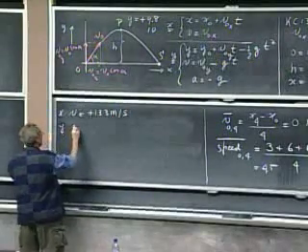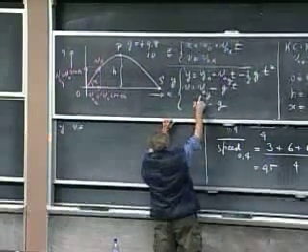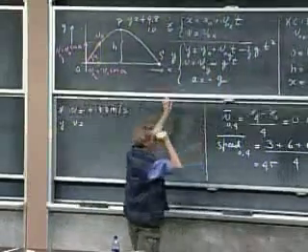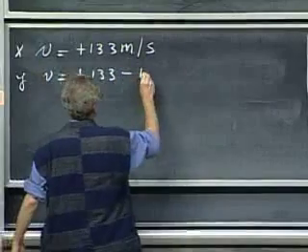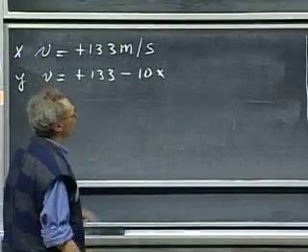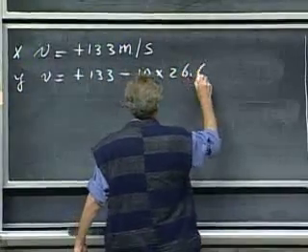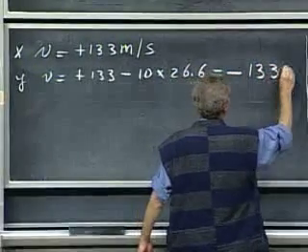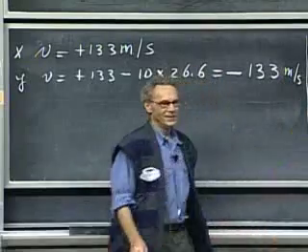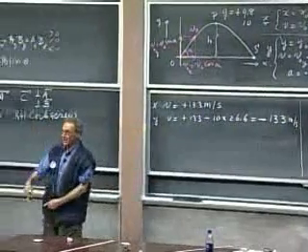What is the velocity in the y direction? I have to go to this equation now. v0y minus gt. So I get plus 133 minus 10 times the 26.6 seconds to reach that point S. And what do I find? Minus 133 meters per second. The velocity in the y direction started off plus 133, but now it is minus 133.